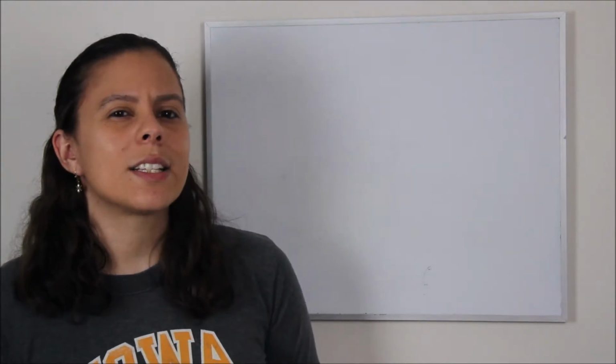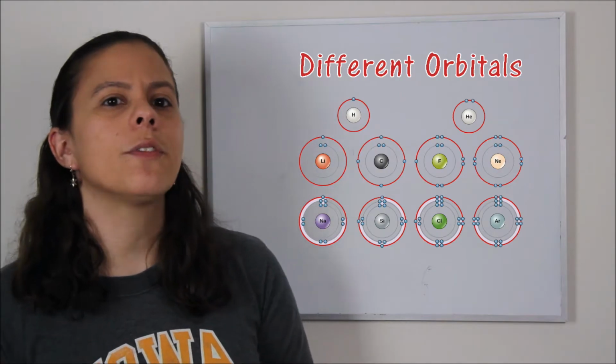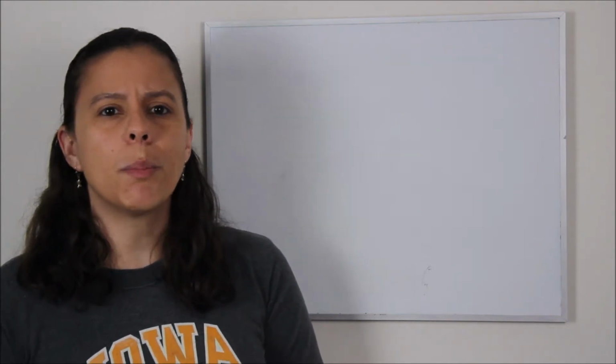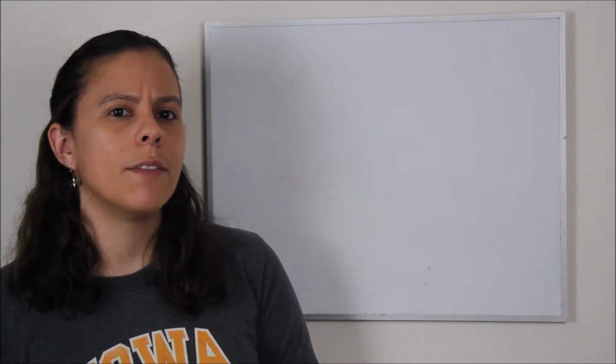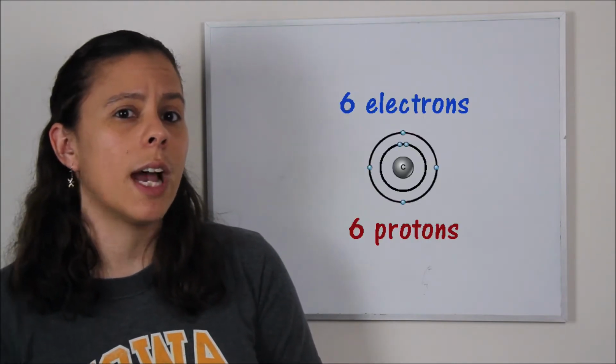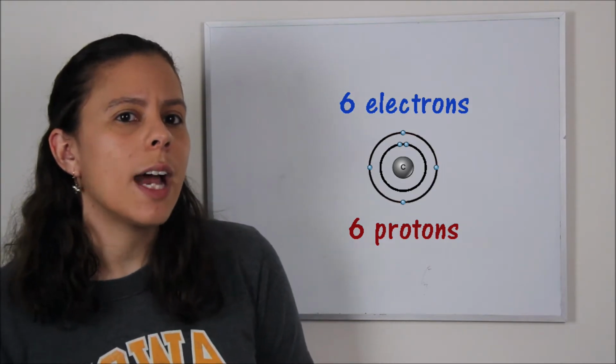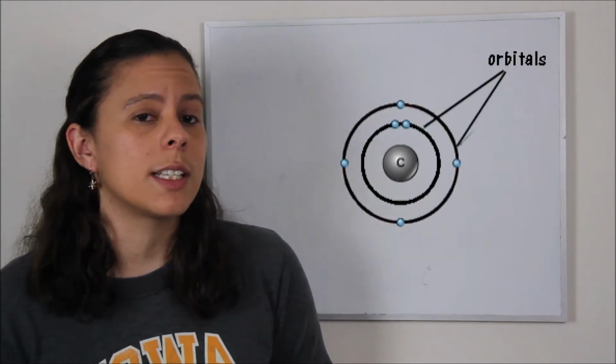So how exactly does it work? Different elements have different amounts of orbitals, and that will depend on the amount of protons that they have. Remember we mentioned that in order for us to have neutrally charged carbon, it would need to have 6 electrons because it has 6 protons? Well, carbon would need to have enough orbitals to sustain those 6 electrons.